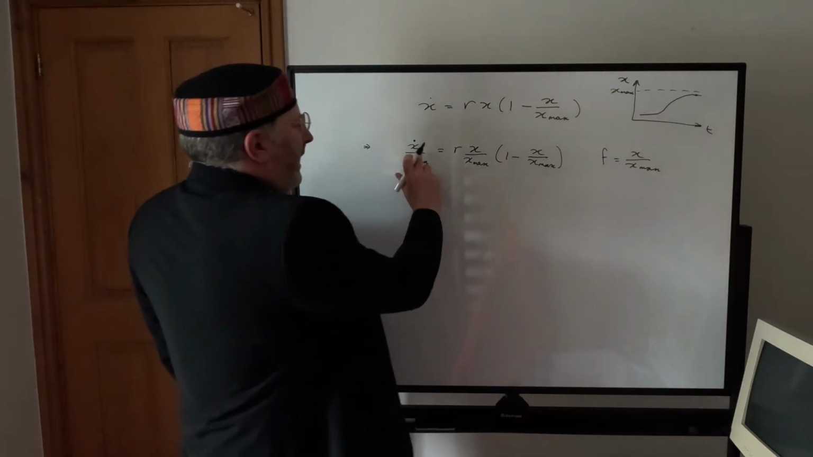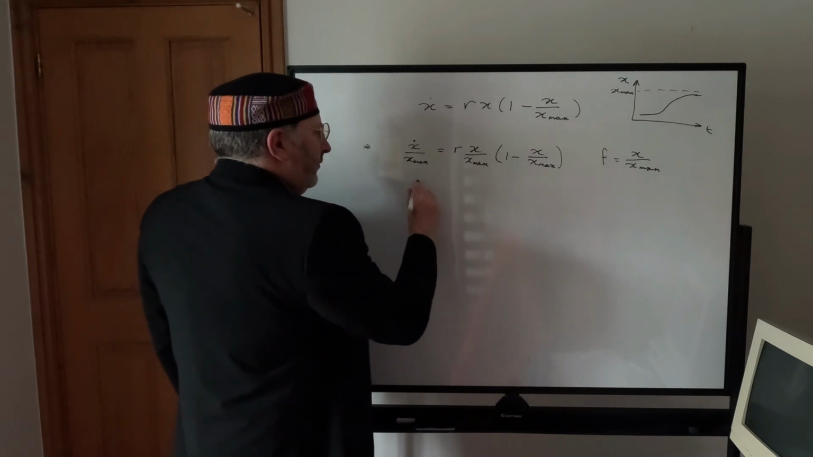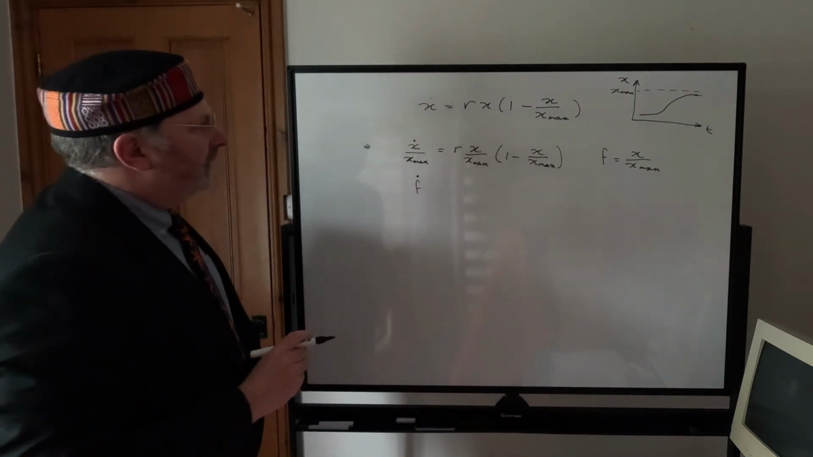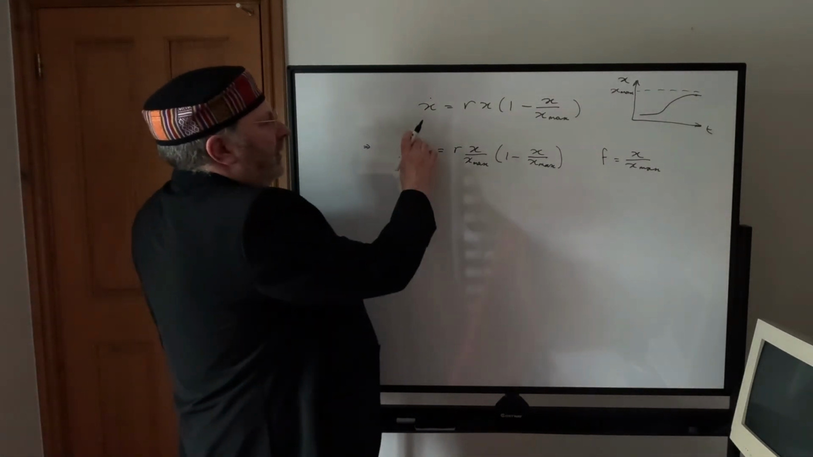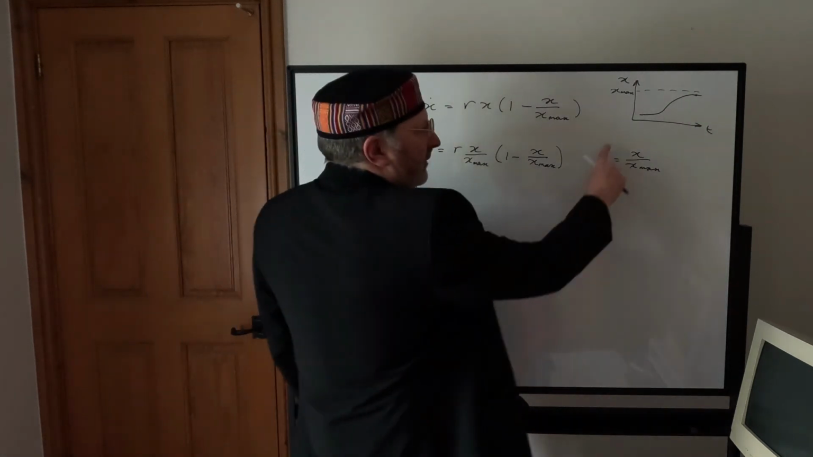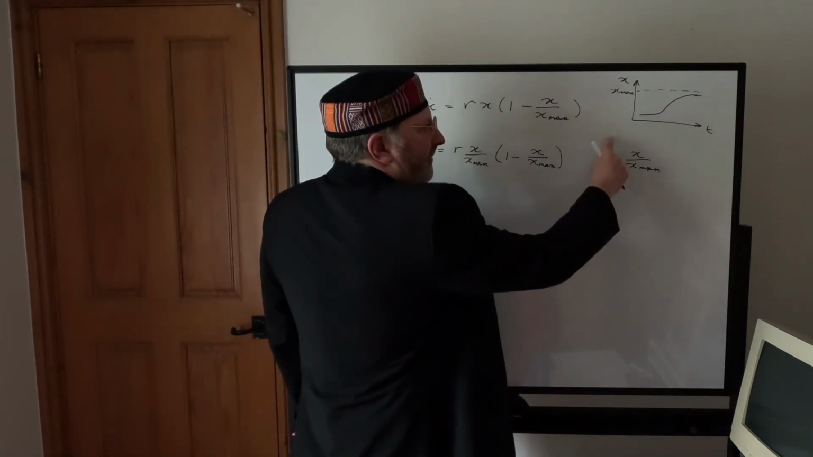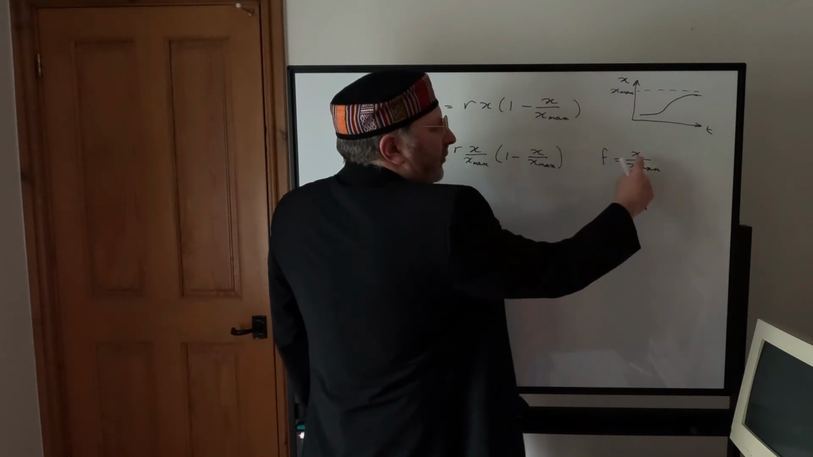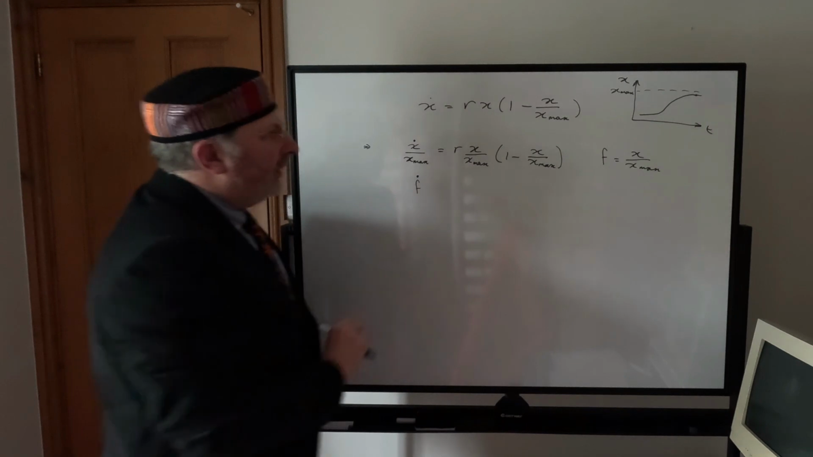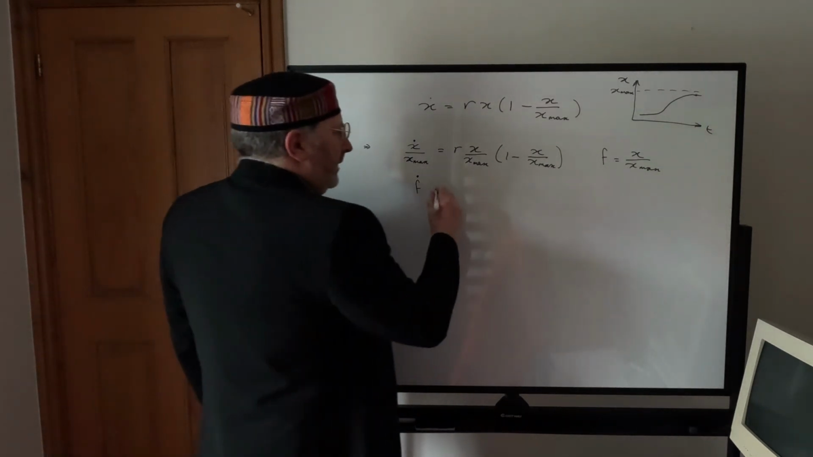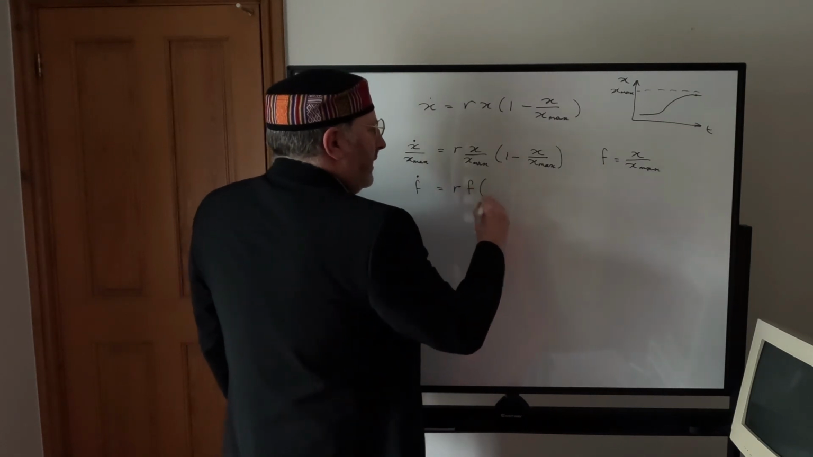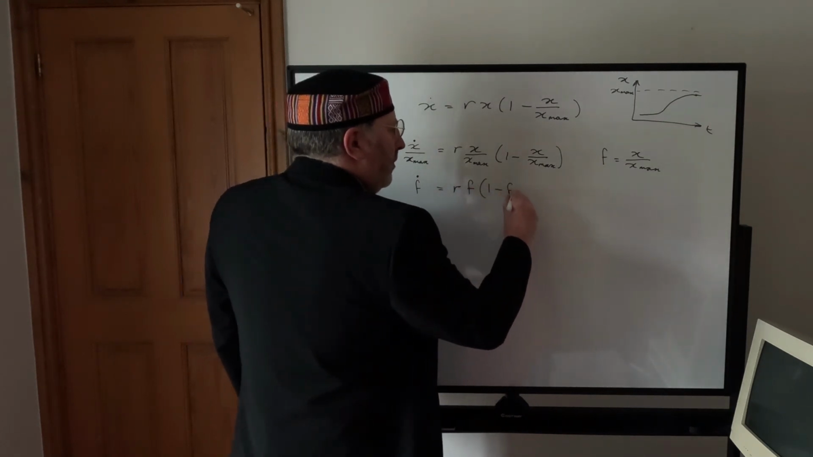And then x dot over x max is just f dot. That's the rate of change of x over x max, because you can see if we do take the derivative of f here, x max is constant, so this just becomes x dot over x max. That's what we've got. So that's f dot equals r f, and here 1 minus f.